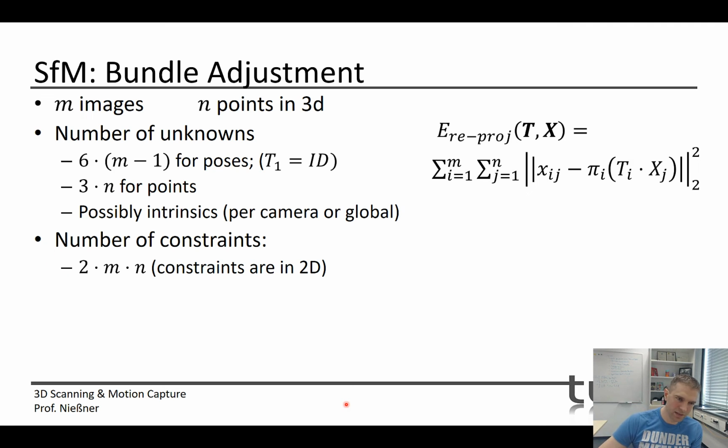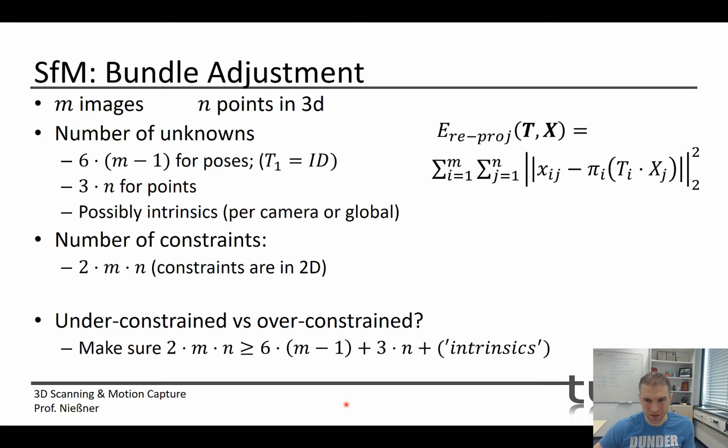Now, is it over- or under-constrained? That's the big question right now, right? So we just have to make sure that 2mn is greater than or equal to the unknowns: 6 times (m-1), plus 3n for the points, plus however many intrinsics we have to optimize for, right? And I can say one thing to that. In practice, you don't just want to make sure this is equal. In practice, you want to make sure the left side is significantly larger. This makes the optimization problem actually work because there are also a lot of local minima. In practice, you want to make sure this one is a lot bigger. This is really important, actually.